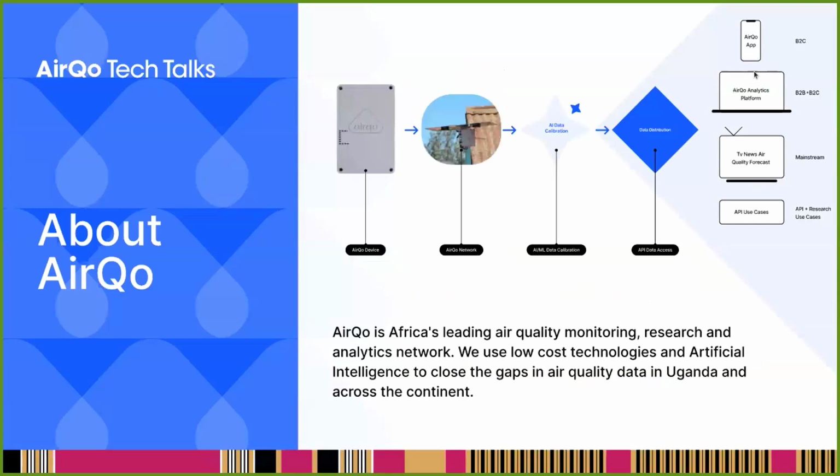So AirQo is Africa's leading air quality monitoring, research and analytics network. And at AirQo, we use low-cost technologies and AI to close the gaps in air quality data in Uganda and across the continent of Africa. We've designed a number of digital platforms like a mobile app, an analytics platform, and the air quality API, which can be leveraged by different users to gain access to air quality data that can help them gain insights into the data and take action to tackle the problem of air pollution.